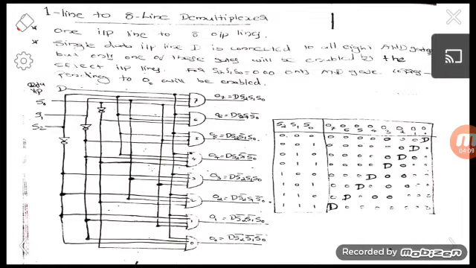One more example is a 1 line to 8 line demultiplexer. Only a single input D is there, and there will be 8 output lines. We need 3 select inputs, S2, S1 and S0, for directing this single input D to the 8 output lines. And we know that the combinations will be 0 0 0, 0 0 1, 0 1 0, 0 1 1, up to 1 1 1. 8 combinations will be there.